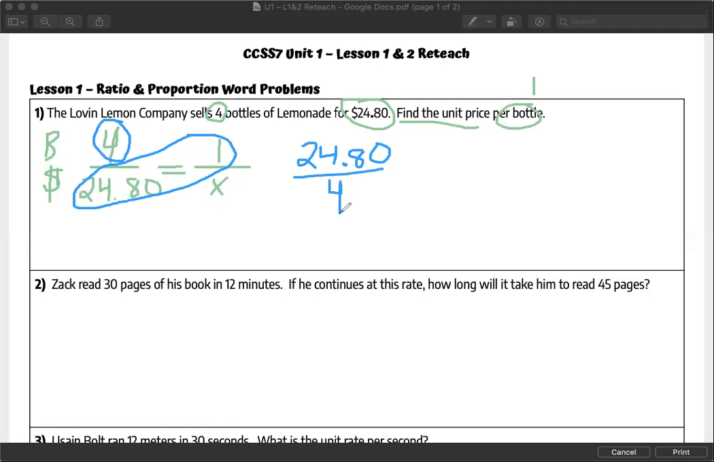So you do 24.80 divided by 4, and you get 6.2. But we're talking about money. That's our unit. We were solving for the money. We wouldn't write money as 6.2. So we're going to add a 0 because we should have 2 decimal places. So $6.20 per bottle.